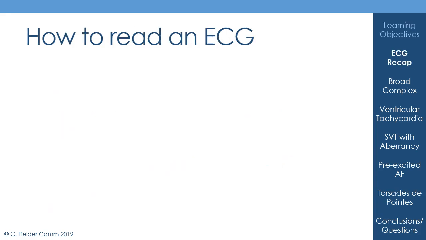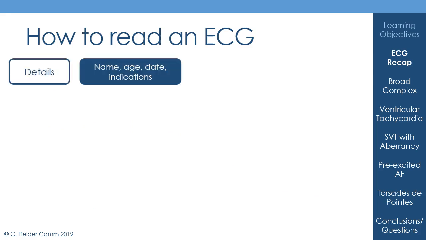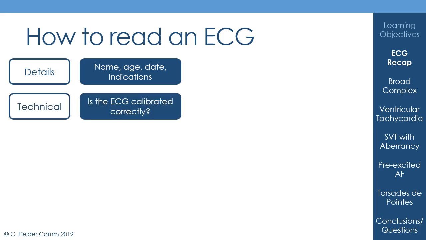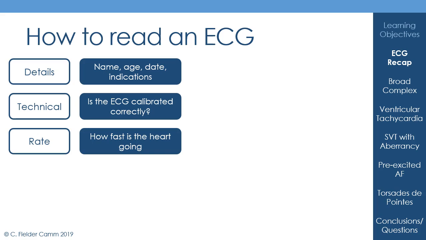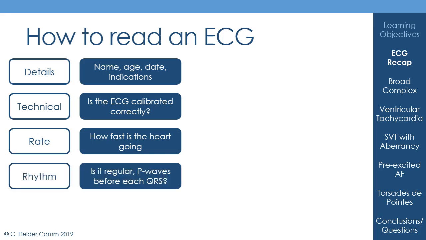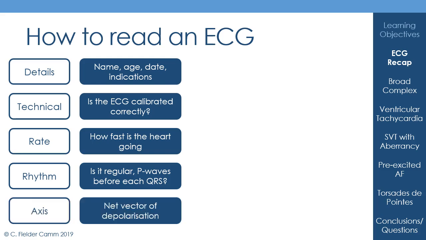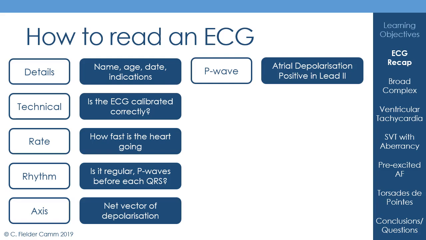So as usual, we'll start by just recapping the systematic approach to going through the ECG. First, we start with any details we might have available, name or age of the patient, any indications for the ECG, look at the calibration of the ECG, then going on to the rate, how fast is the heart going, particularly the ventricular rate, whether the complexes are regular, and whether P waves precede each QRS complex. What's the cardiac axis? And then moving on to the waves themselves.